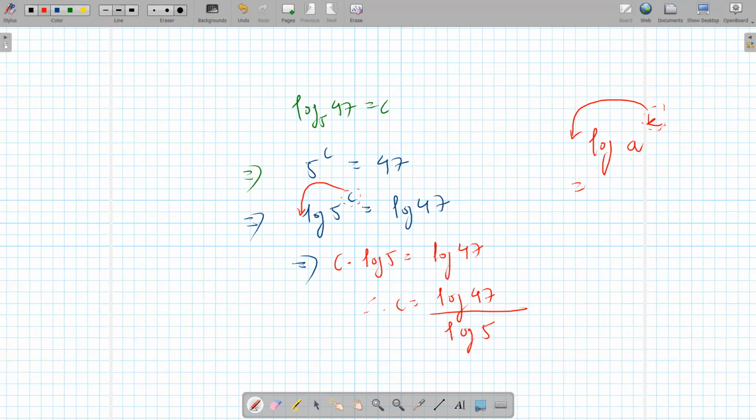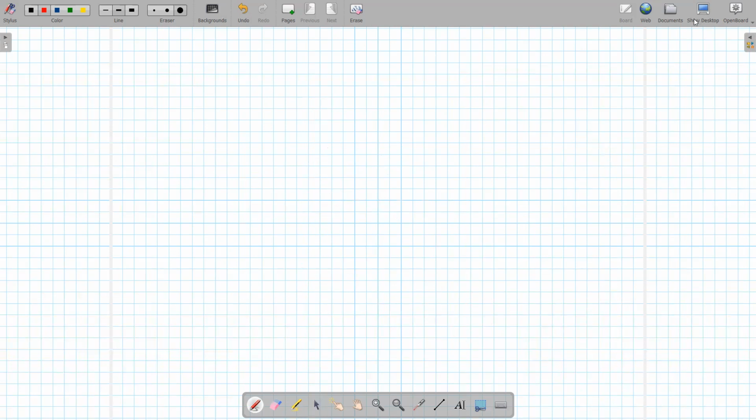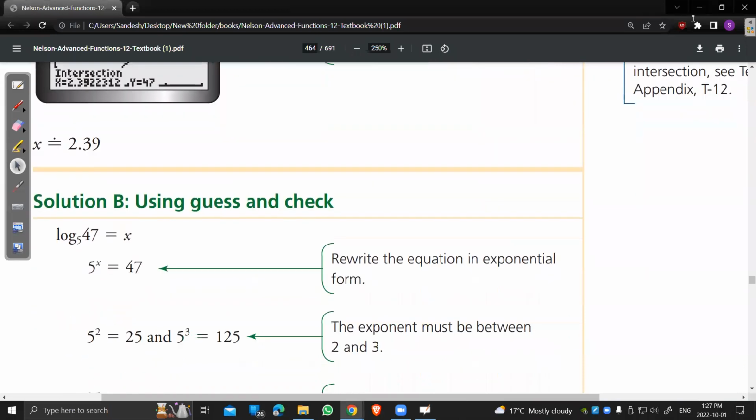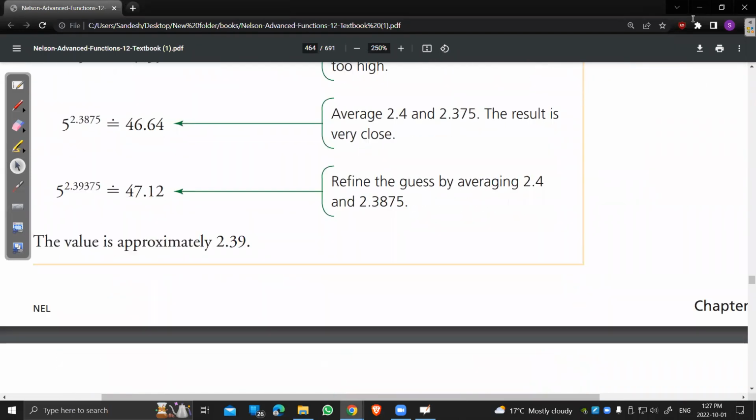It says 2.392. Yeah, there we go. That's the exact answer. We said 2.2. I guess we weren't that far off, but that's how you'd find the exact answer, okay?